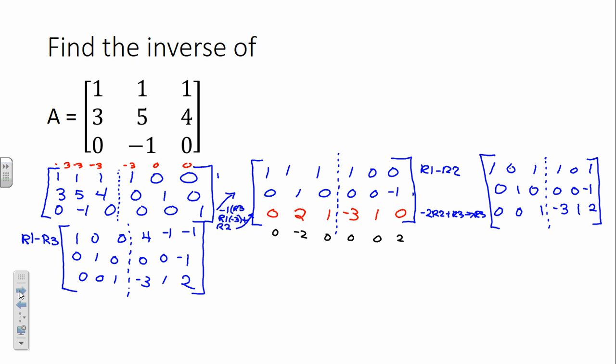So what is the inverse for matrix A? This, right? 4, negative 1, negative 1, 0, 0, negative 1, negative 3, 1, 2. And we would verify by multiplying A times A inverse or A inverse times A, and we better get the identity back. Okay? They may need to see the multiplication.